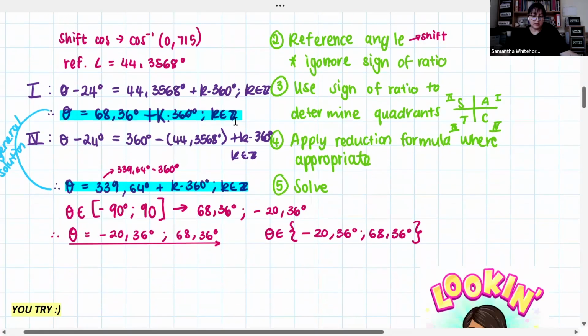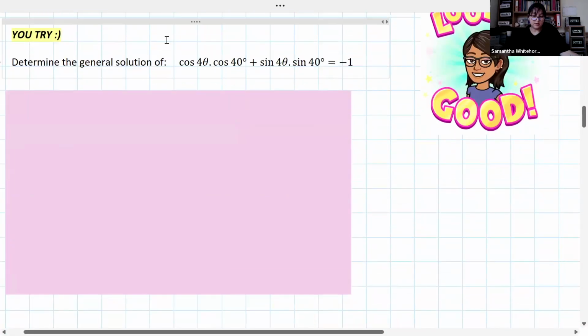Right, so this is the one I want you guys to try by yourselves, very similar to what we've done. Think about your compound angle formulae and go and solve for theta here. I haven't given you a restricted domain, so you just stop at the general solution. You don't have to go further and give me specific values in this case. But let's give this one a try, and again, ask questions if you're not too sure.